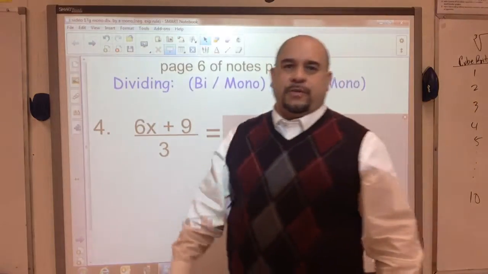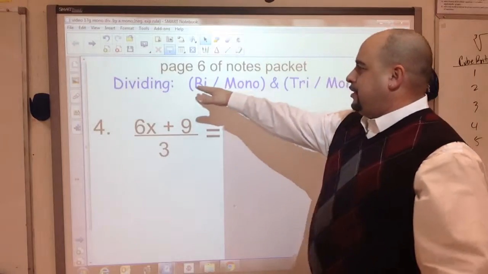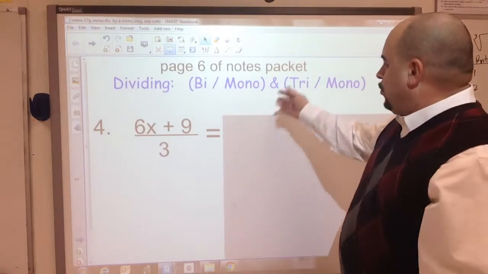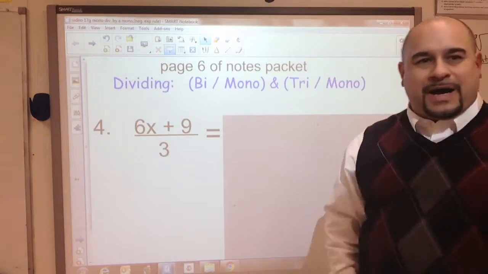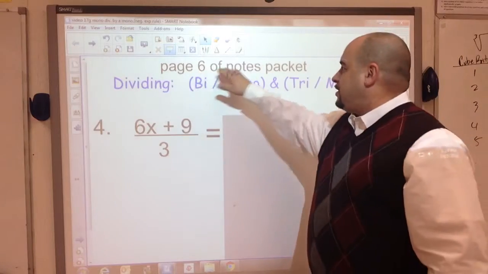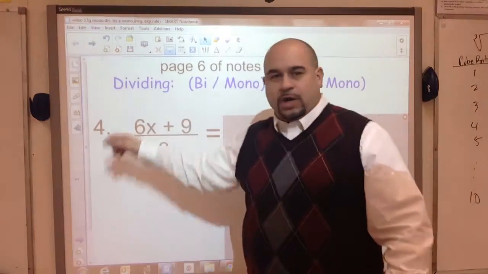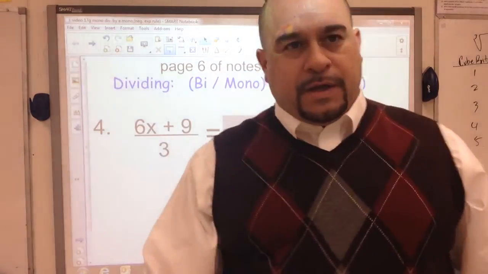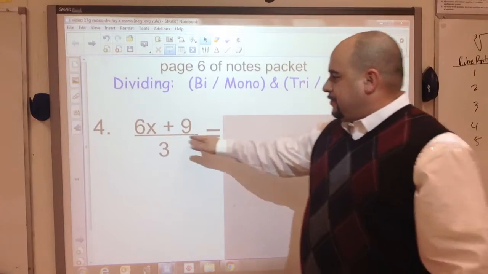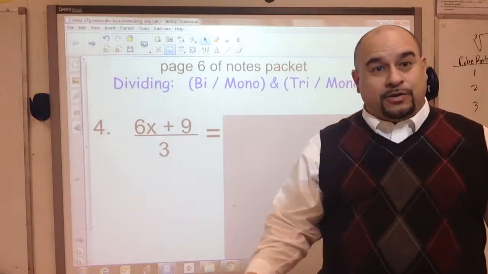Either way, today we're going to talk about dividing a binomial by a monomial, or even a trinomial by a monomial. Okay? And so we're on page 6 of the notes packet. We're going to start with problem number 4. Now notice the top is a binomial, 6x plus 9, divided by 3, which is a monomial.